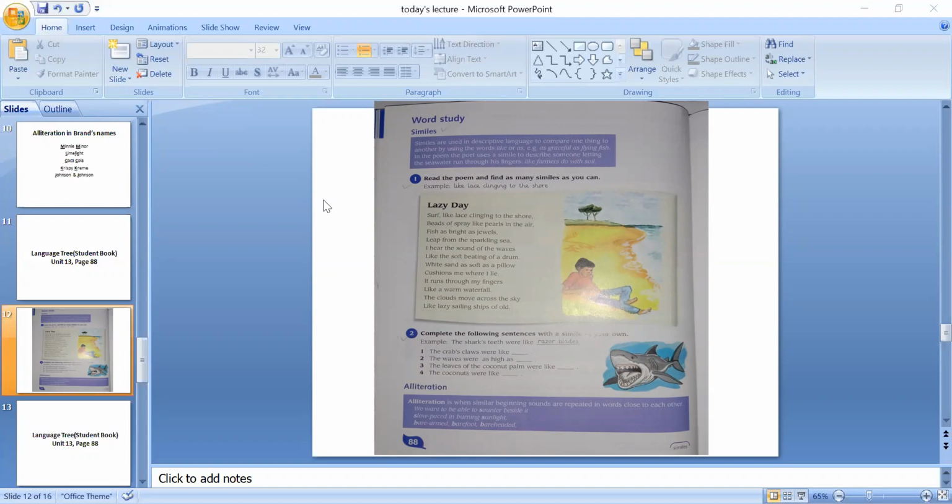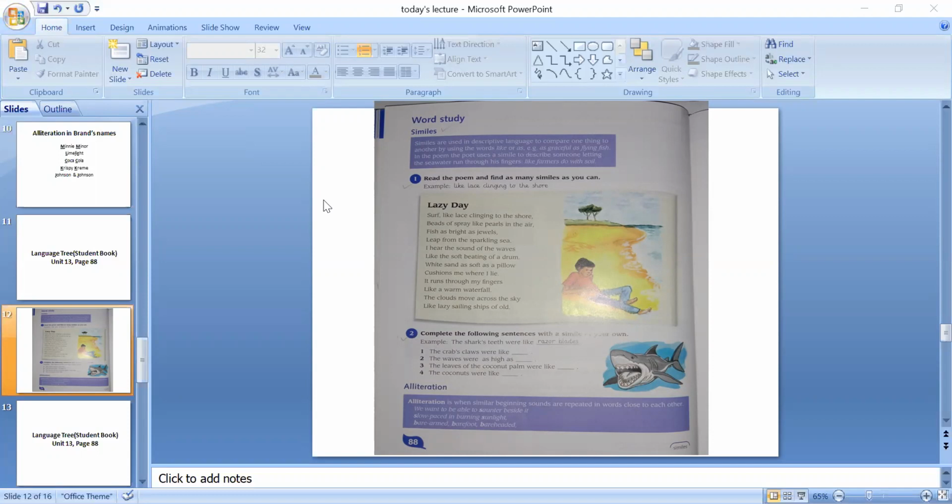Like lazy sailing ships of old. It is the last line, Manahid. Okay, thanks. Manahid and Yashad, it is the last line. Like lazy sailing ships of old. Done. Now you are going to do the second exercise.